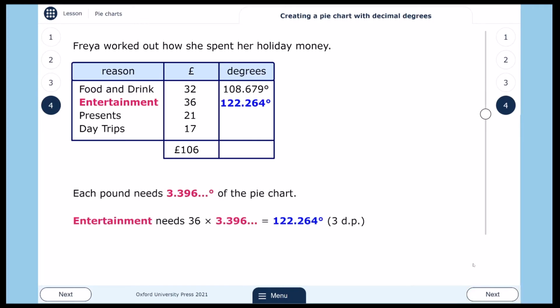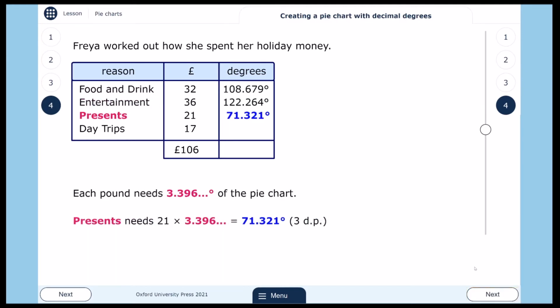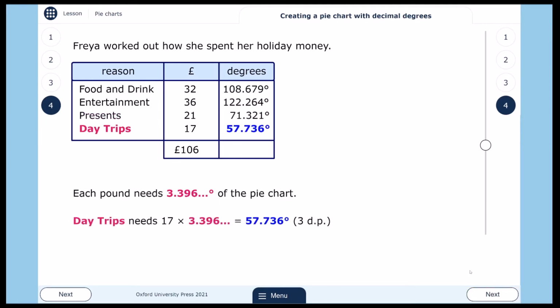For entertainment, we need to times it by 36. For presents, we need to times by 21. And for day trips, we need to times by 17. That gives the following amount of degrees per section.